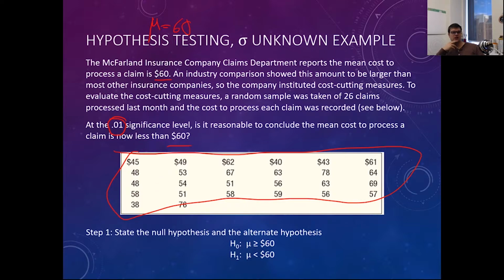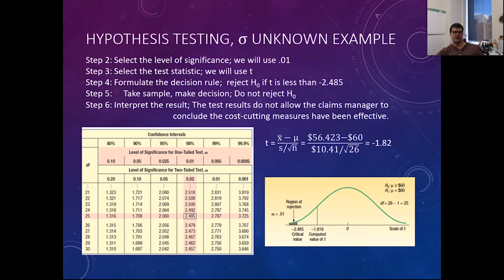So is this a directional, a one-tailed or two-tailed test? And how can we determine whether this is a one-tailed or two-tailed test? Okay, we want to know, is it now less than? If we want to know if it's less than, then it is a one-tailed test. So the alternative hypothesis is that the new point estimate of the population mean is less than $60. Okay, the null hypothesis is that the point estimate mean of the population is greater than or equal to $60. Okay, let's go to the next slide and see what we find out.